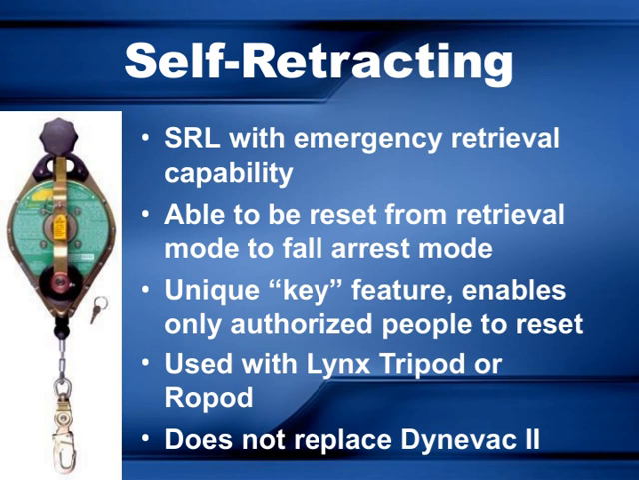This SRL is designed to be used with either the Lynx tripod or the Rapod, giving flexibility depending on the specific application or environment. It's also worth noting that this device does not replace the Dynavac II, which is a different system with its own specific functions. Instead, the SRL complements our overall fall protection system. Finally, since it's a self-retracting lifeline, it automatically adjusts to the worker's movement, providing continuous fall protection while allowing for mobility. All of these features come together to enhance safety, control, and responsiveness during rescue situations or routine work at height.